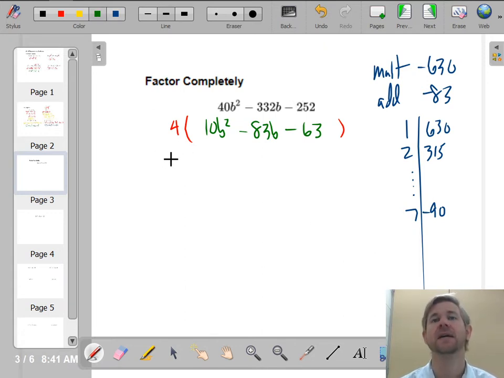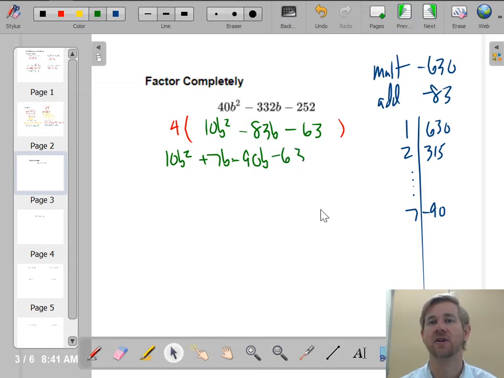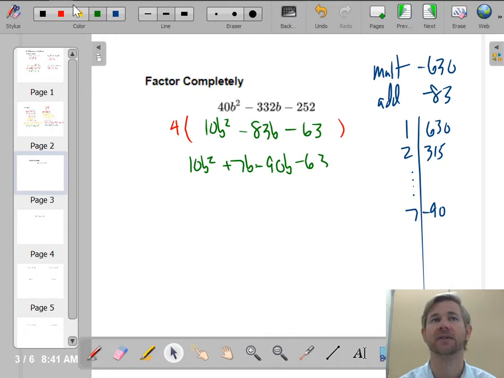So we're going to say 10b squared doesn't change, but I'm going to split the middle. I'm going to take this term and split it into 2. The two terms I'm going to use are right there. So plus 7b minus 90b minus 63. It's called split the middle because you take the middle and you split it into 2. I've split it into 2 terms now. The reason I do that is because now I have 4 terms and I can factor by grouping.